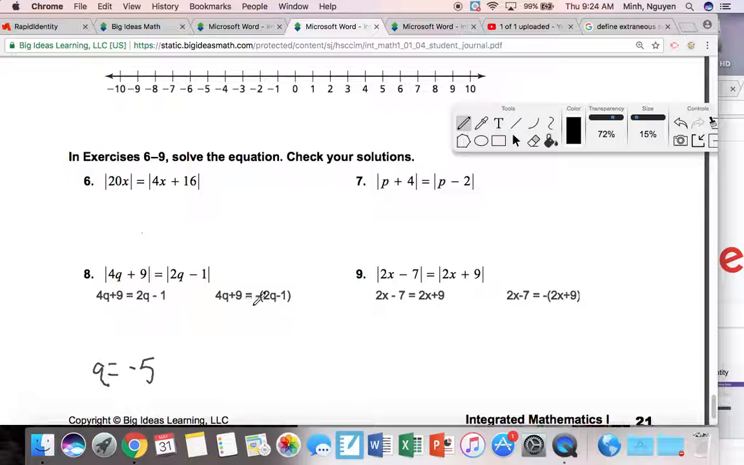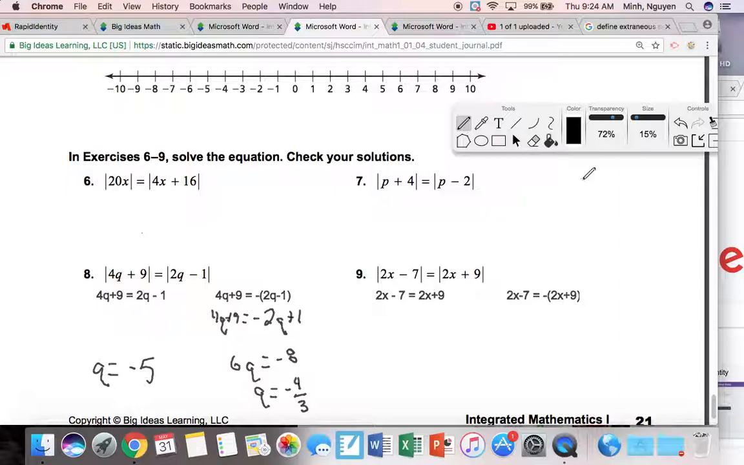This one, you will get negative 2q plus 1 equals 4q plus 9. I will add 2q, so I get 6q, and then I'll subtract 9, so I get 6q equals negative 8. Divide both sides by 6. q equals negative 4 over 3.